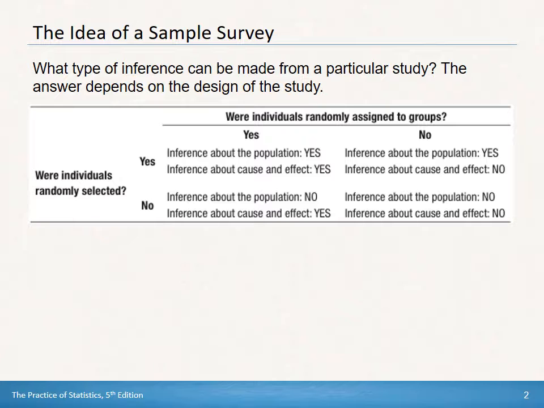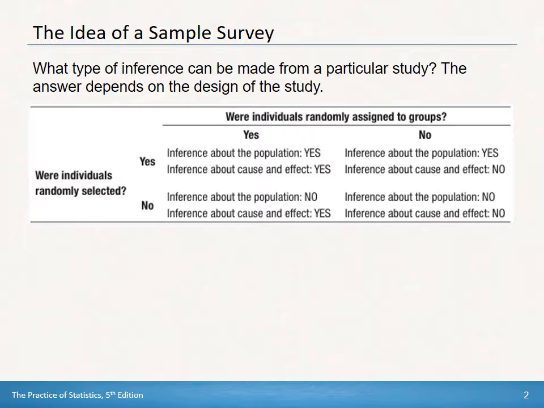So on the left-hand side, it asks, were the individuals randomly selected? This is when you are picking them as a part of your sample. So when we went out to our population, did we randomly pick the people that we were going to use in our sample, yes or no? And then at the top, it asks, were the individuals then randomly assigned to groups? So did we take the sample that we got and then randomly assign them to the different treatment groups? So it's two separate things.